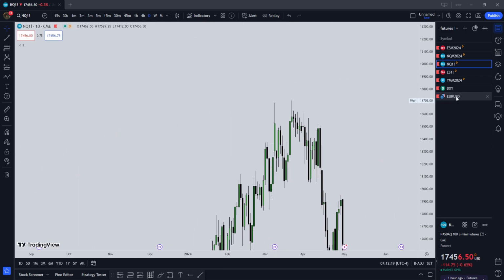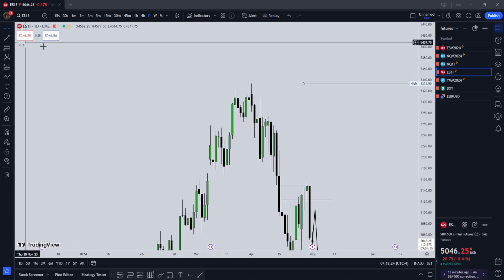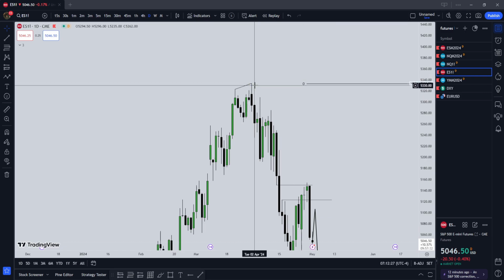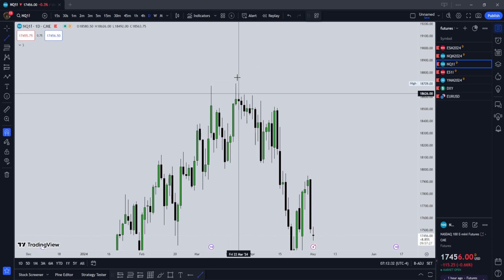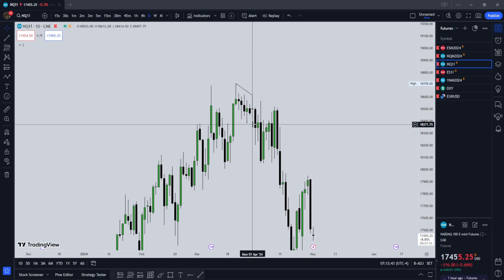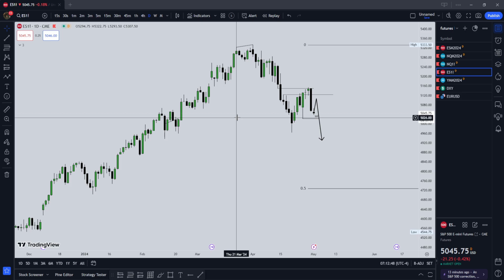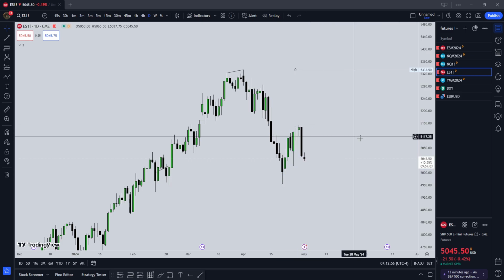So let's look at this example. I think I remember this one as well. As you can see, ES actually took out the all-time high here and made a higher high. If you go on NQ here, NQ failed to take the high out. If you look down where the dates are, 21st March and 1st April. If you go on ES, we have March 21 and April 1. So it's just my analysis.